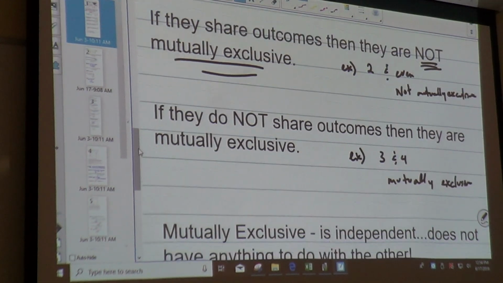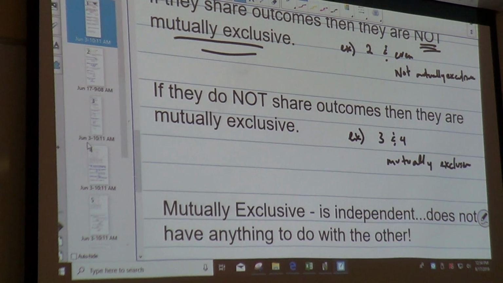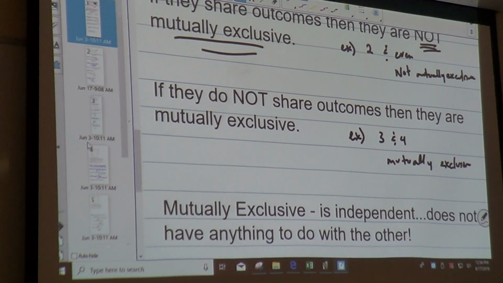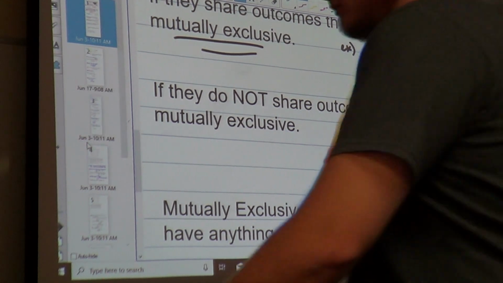I just want to make sure you know that terminology. Mutually exclusive means they're independent. If I say I'm mutually exclusive of you, that just means I'm independent. I have nothing to do with anybody. I am alone. I don't overlap with anybody. I don't have anything to do with anybody else. I am mutually exclusive.